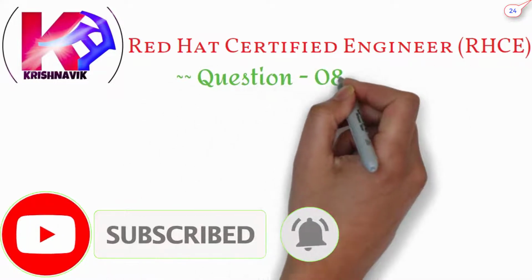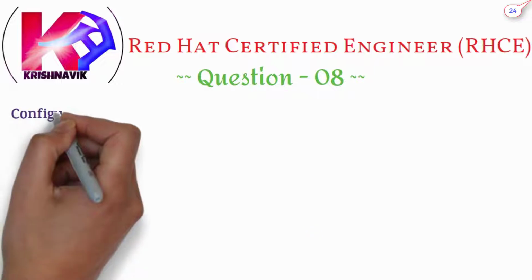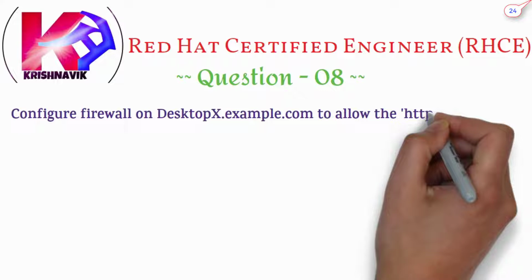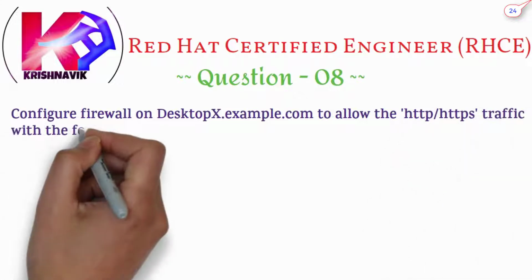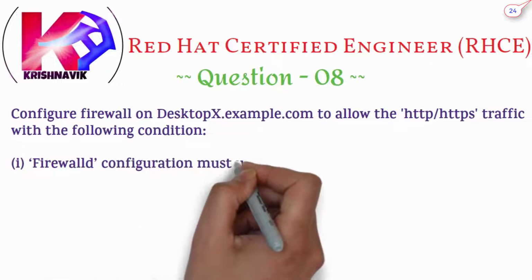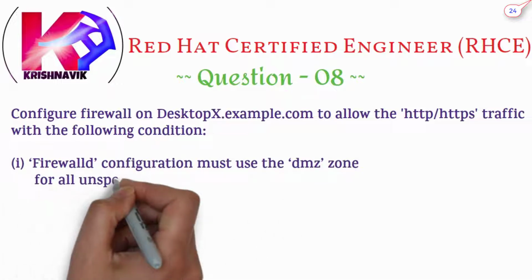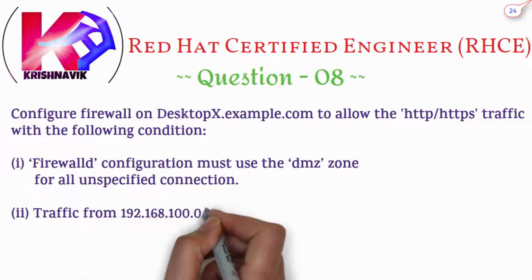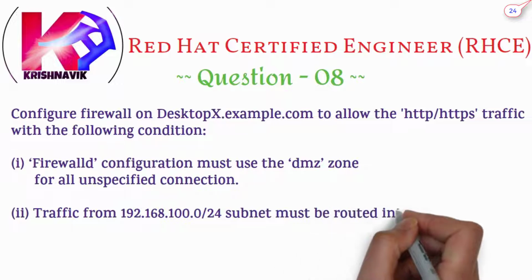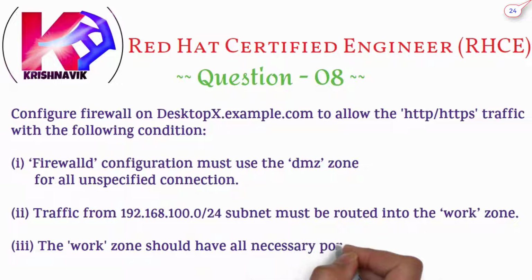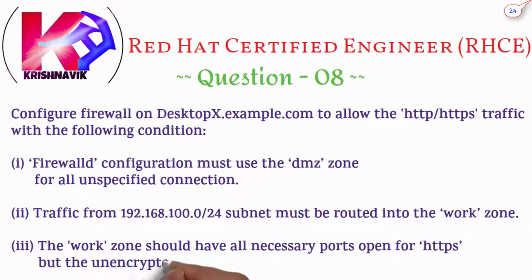Today's RHCE exam question is: configure the firewall on desktop x.example.com to allow HTTP/HTTPS traffic with the following conditions. The firewall default configuration must use the DMZ zone for all unspecified connections. Traffic from the 192.168.100.0/24 subnet must be routed into the work zone. The work zone should have all necessary ports open for HTTPS, but the unencrypted HTTP traffic should be filtered.